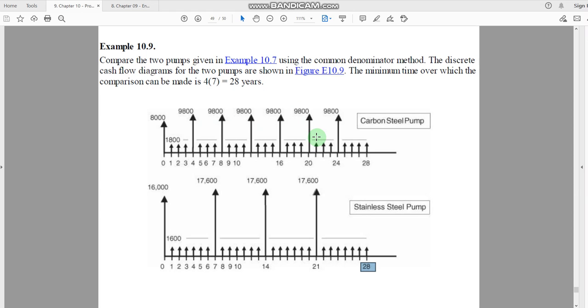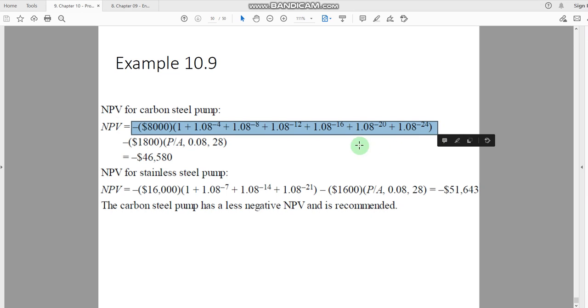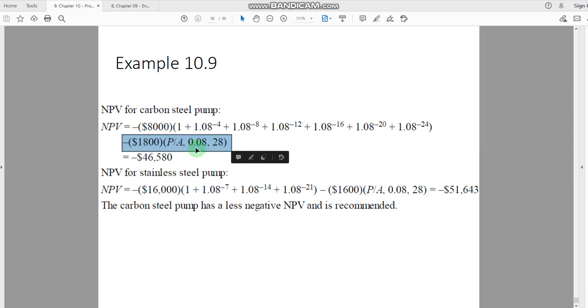for our investment. Okay, now for this kind of analysis we have to calculate the net present value for the carbon steel pump, and we have to estimate the net present value for the stainless steel pump. So how would you do this? First of all, for the net present value assessment, you have to include the investment that is required for the equipment, and then you have to see what is the running cost of that equipment.